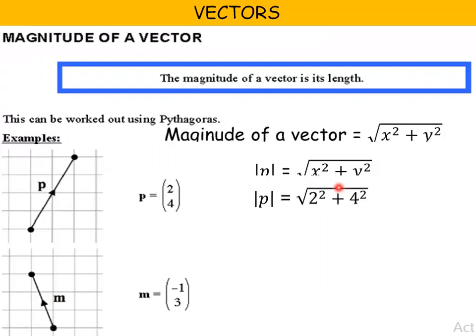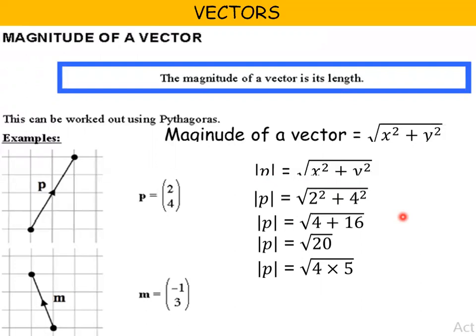So the magnitude of P, if we solve that, that will give us 2 squared plus 4 squared. Of course, that will give us 4 plus 16, and that is root 20. And if that is simplified, that will be 4 times 5. And finally, 2 root 5 as our answer.